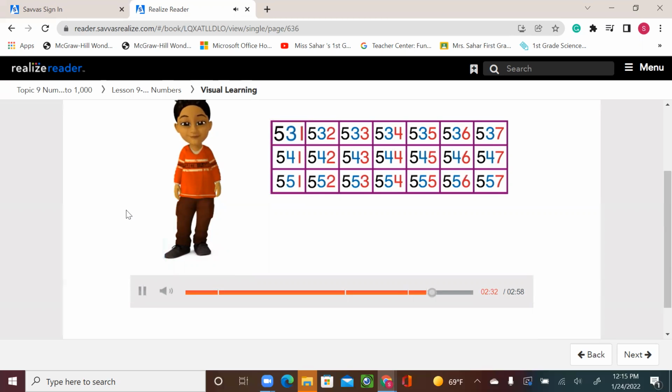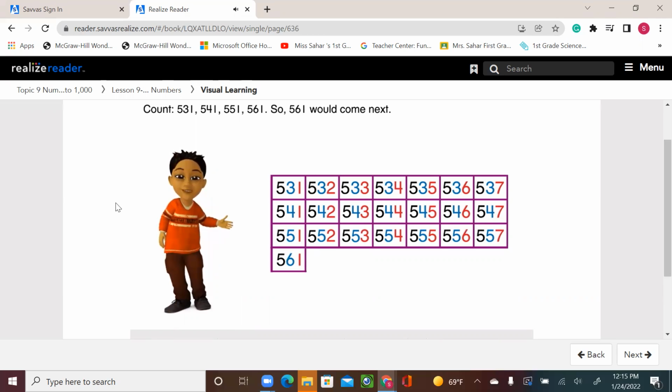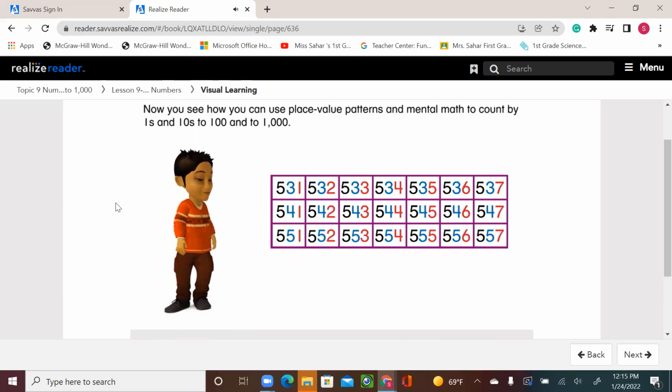Count: 531, 541, 551, 561. So 561 would come next. You can count by tens. Now you see how you can use place value patterns and mental math to count by ones and tens to 100 and to 1,000.